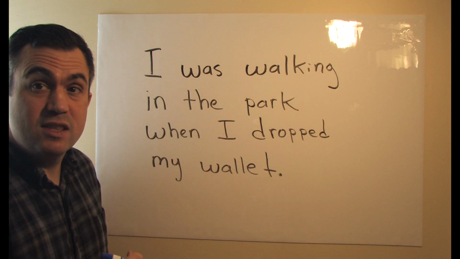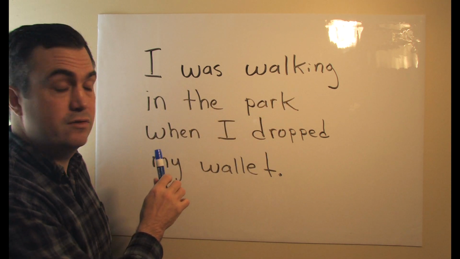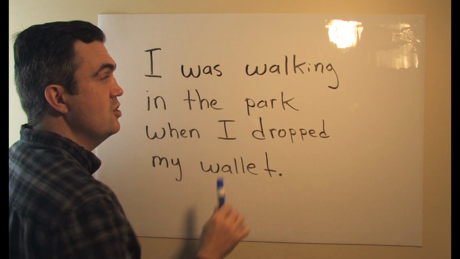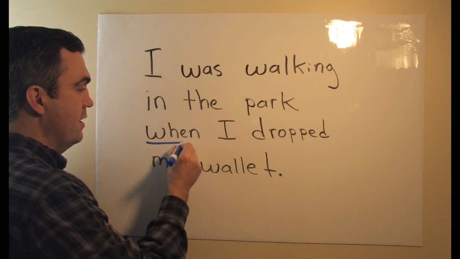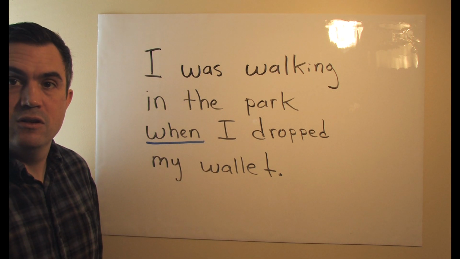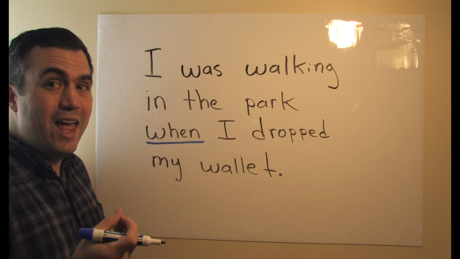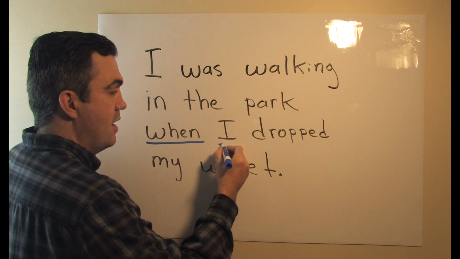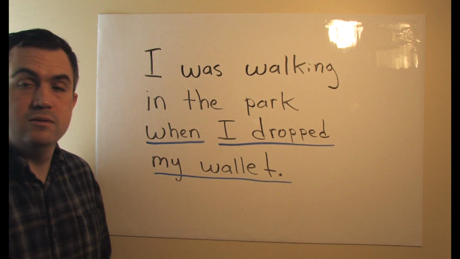Now all of this is in the past tense. First we use the past progressive: was or were, base verb, ing. But here we use when. Okay? And usually, when introduces a short action. So, when I dropped my wallet.